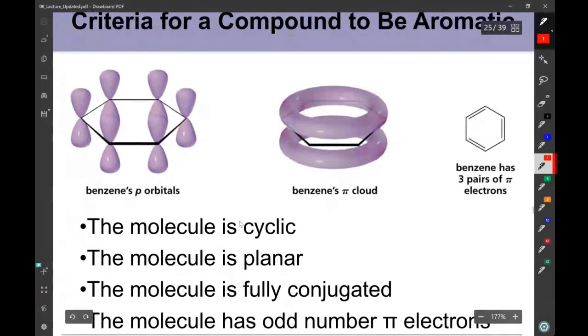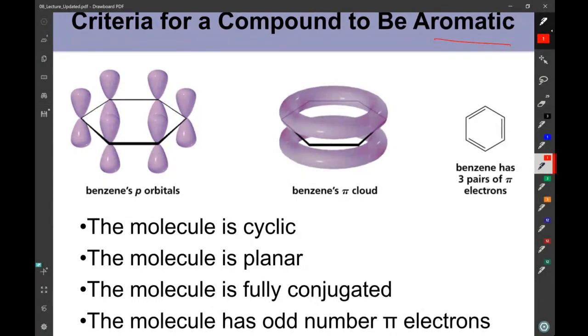And so benzene falls in a class of molecules referred to as aromatic compounds. Aromatic compounds are usually stable molecules. Benzene is not the only aromatic compound. There are several other types of aromatic compounds.